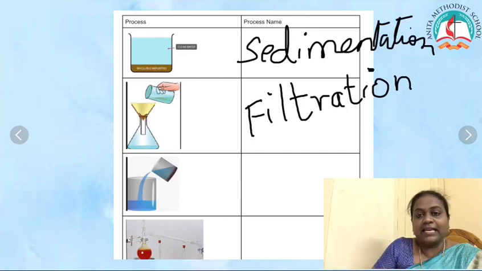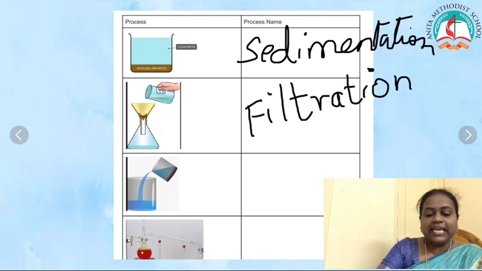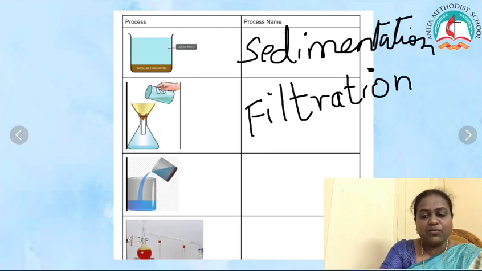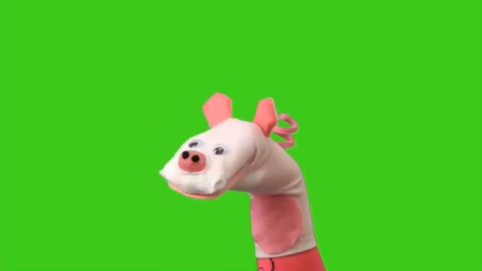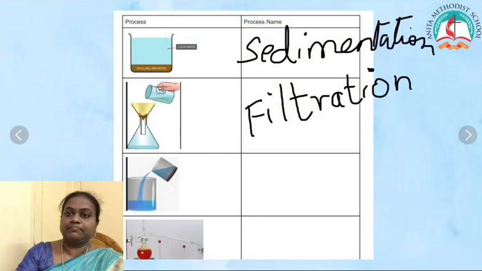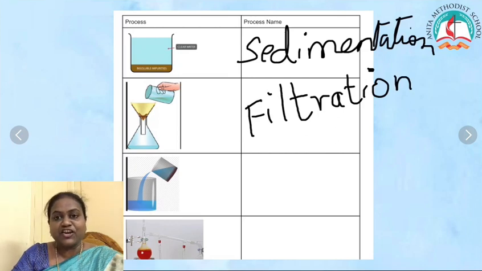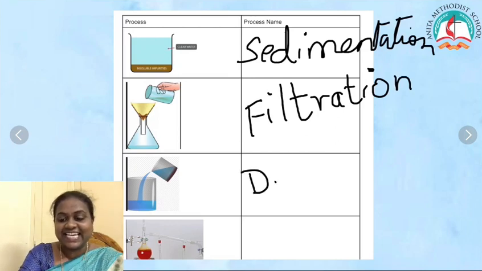Next, Sakshi. Can you tell me what process is this? Transferring the clear liquid into another container. Yes, miss, it's decantation. Yes, you're correct. It is decantation.